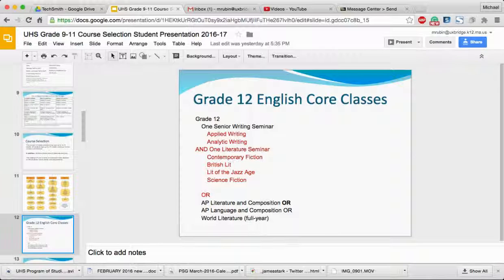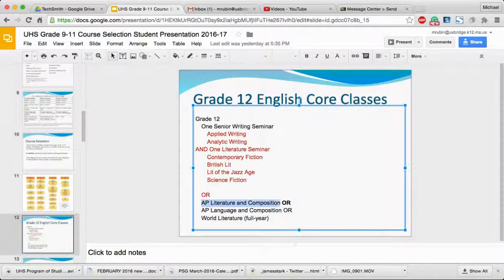Students may also take AP Literature and Composition or AP Language and Composition, which are different courses. Because this was not offered in 2015-16, seniors who wish to take just a single year literature class may register for World Literature, which is the junior full year equivalent.